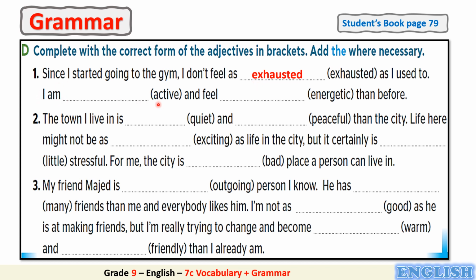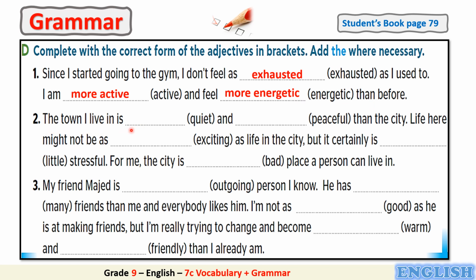I am active and feel energetic than before. Excellent, my students. Here we use more active. Why? Because here we have than. We compare between two things. Now, pause the video, then complete. Now let's check your answers. Feel more energetic than before. Here we use comparative because we compare between two things, and we have than here.